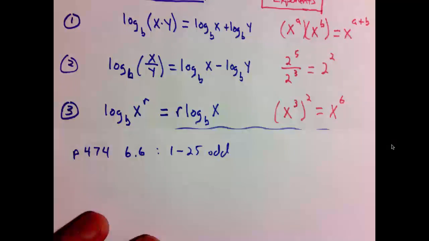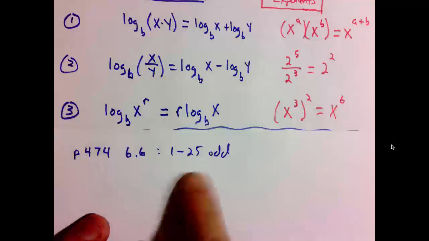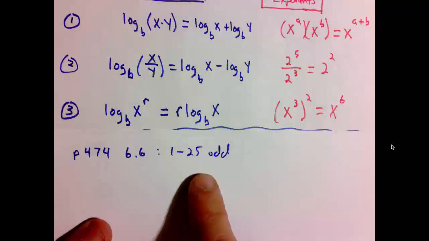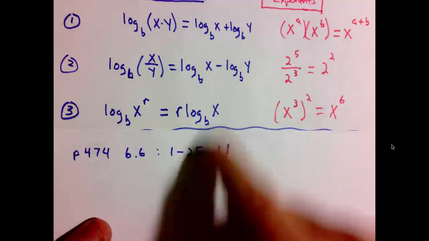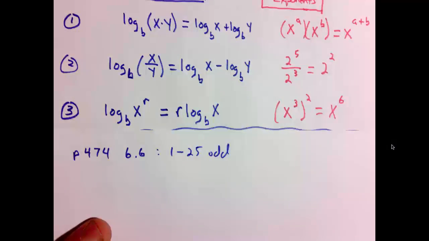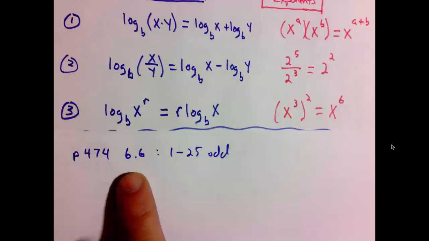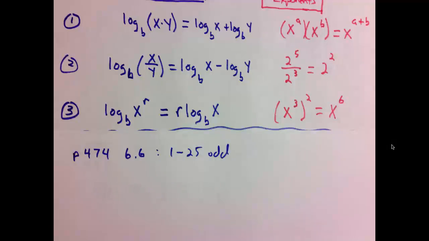Okay, in this video we're going to be looking at page 474, section 6.6, 1 through 25 odd. But we're going to greatly employ the properties of logarithms that we saw in the previous chapter. Certainly watch the video for 6.4 before you look at this. There won't be any new notes per se. We're just going to employ those properties.